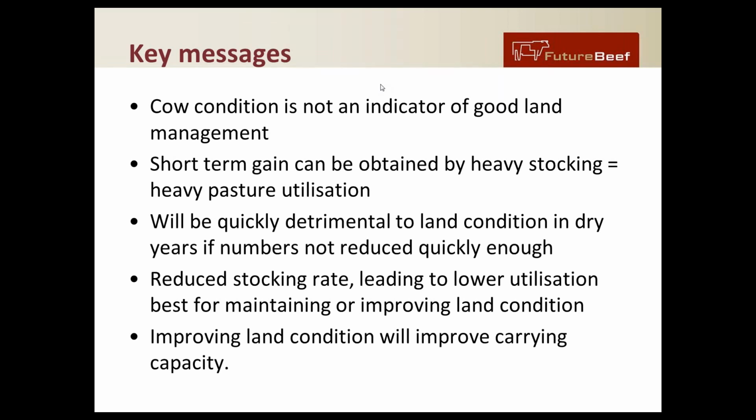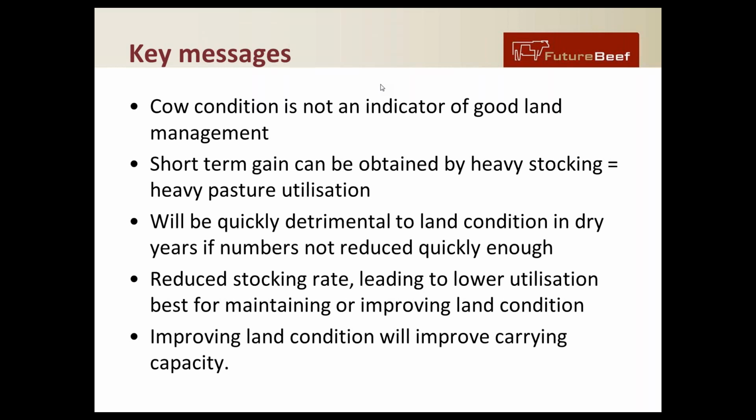So yes, back to our key messages. Cow condition is not an indicator of good land management. Short-term gain can be obtained by using heavy stocking, which in turn means heavy pasture utilisation. However, you will quickly come undone when land condition declines to such a bad state in dry years that your long-term carrying capacity is reduced because your tussocks just aren't as resilient.